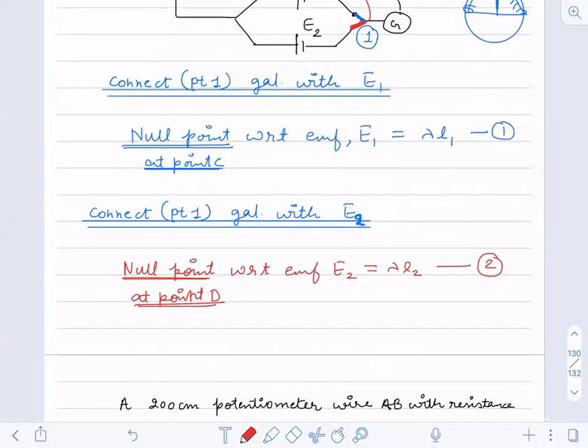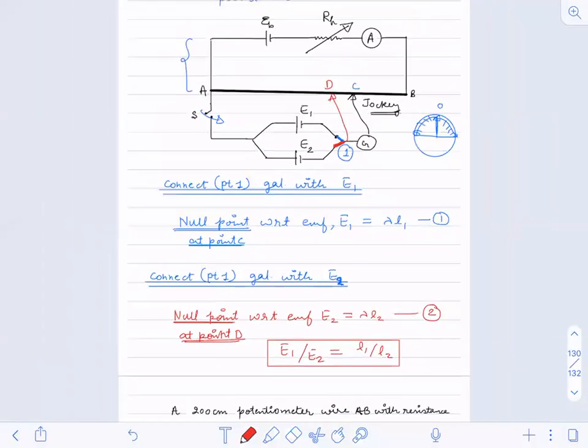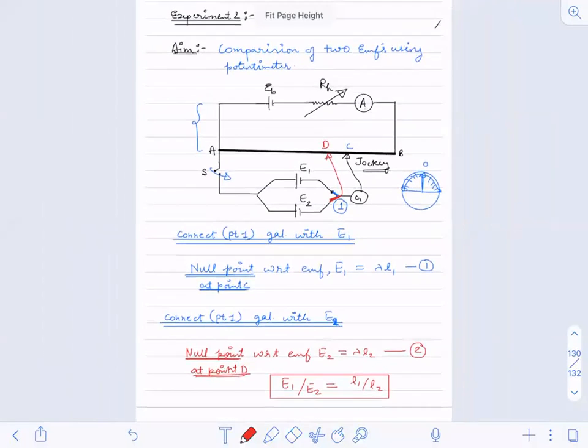So while comparing, we can make E1 by E2 equals, lambda gets cancelled, L1 by L2. So this is the final result we have. This is the way we are going to compare two EMFs.